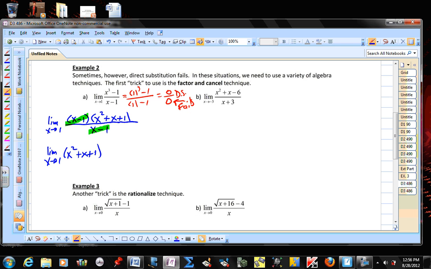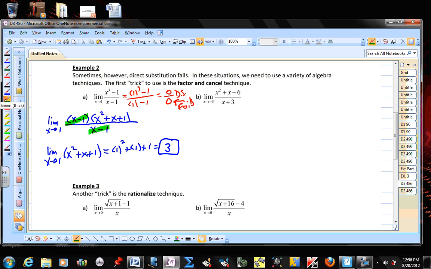Well, now direct substitution works. Put 1 in place of x. And you see this limit is 3. Yes, we do have to write limit every time we go from one step to the next until we take the limit.